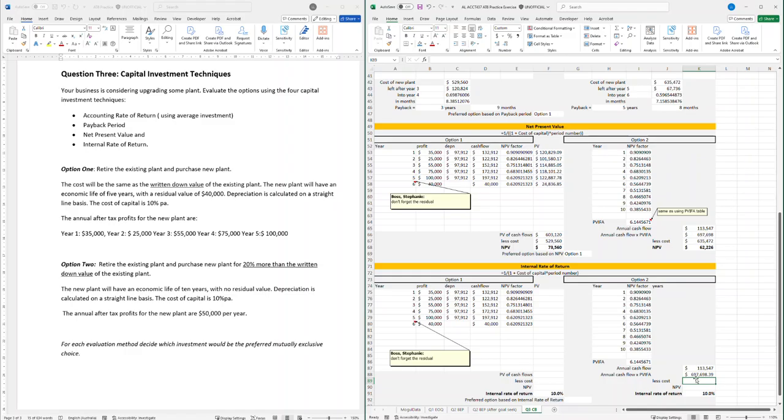And what else do we need? Less cost. And the cost is the beginning, which is the same as this one. And therefore, the difference would be NPV, this one minus this one.